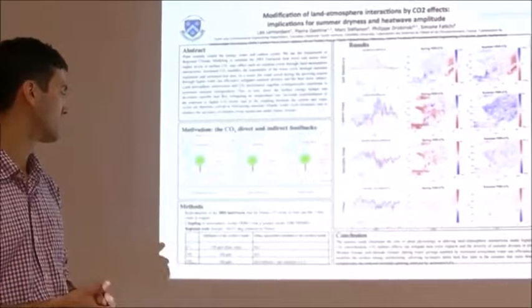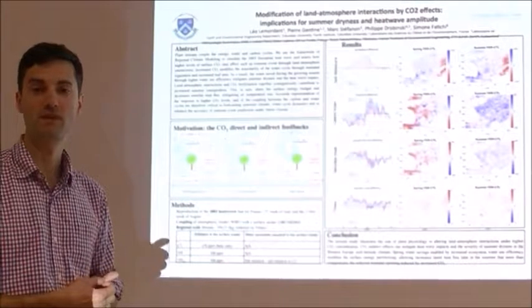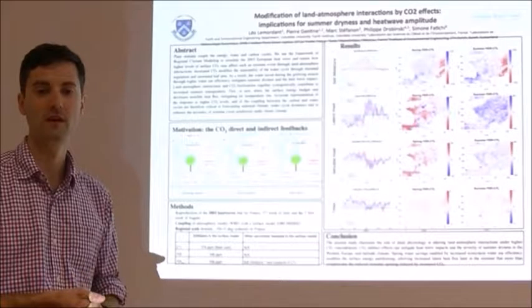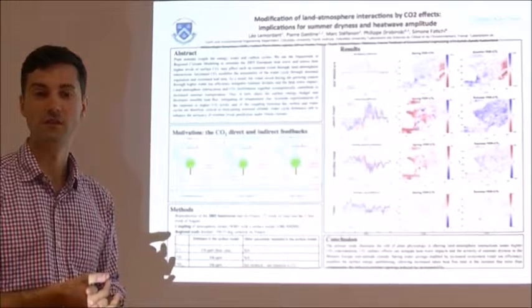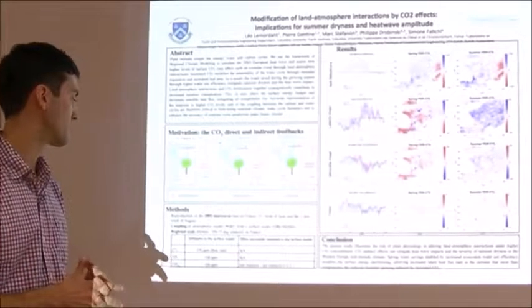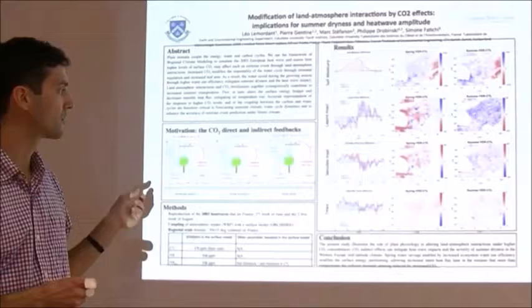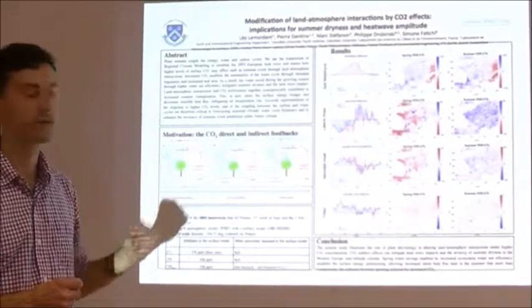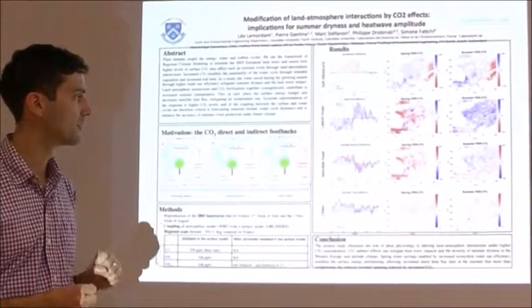What we've done is a simulation of the 2003 heat wave in Europe using a regional climate model framework, and to study three different feedbacks that can occur at different times of the year, during the spring and during the summer during a heat wave.